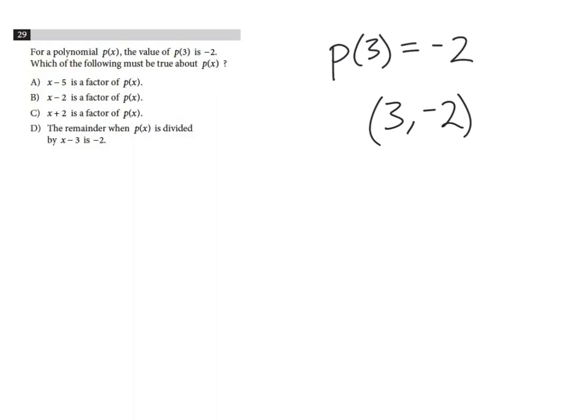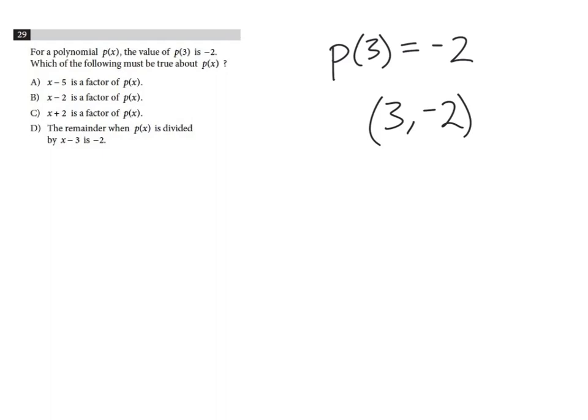Alright, so let's look at these. A says x minus 5 is a factor of p of x. Well, I don't know if we can determine that. B, x minus 2 is a factor of the graph. Again, I don't think we can figure out what is a factor because we don't know what the x-intercept is. If we knew what the x-intercept was, we could tell something about a factor of the graph, but at this point I don't think so. C, x plus 2 is a factor of p of x. Can't tell that.